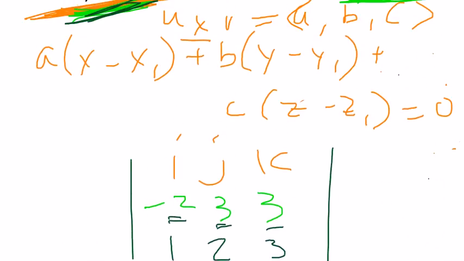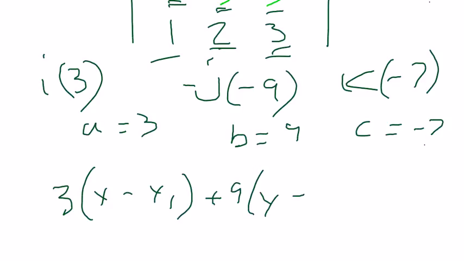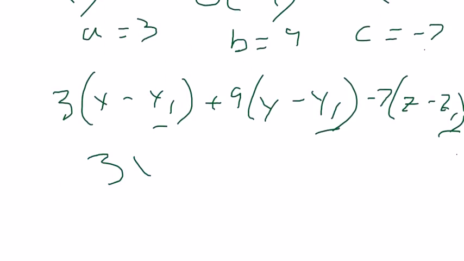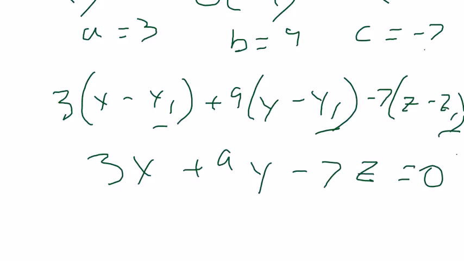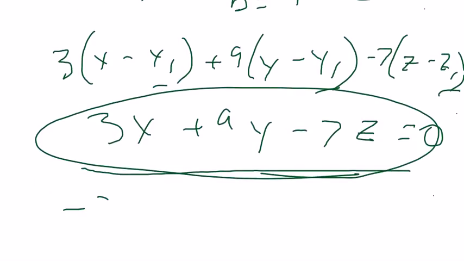And now I can throw them into this equation here. a is 3, x minus x1. b is 9, y minus y1. c is negative 7, z minus z1. And this is 0, this is 0, this is 0. So I just get 3x plus 9y minus 7z equals 0. Let me double check to make sure. Okay, this is my answer. The back of the book has this as the answer.